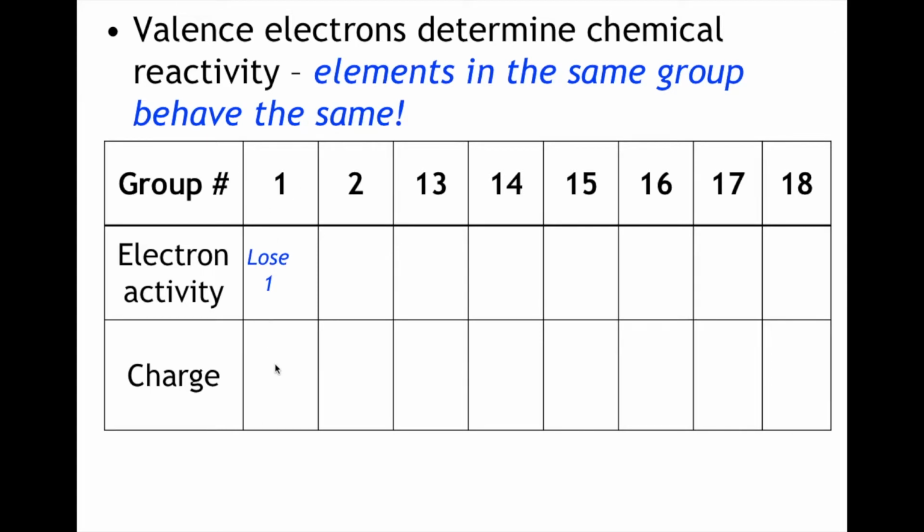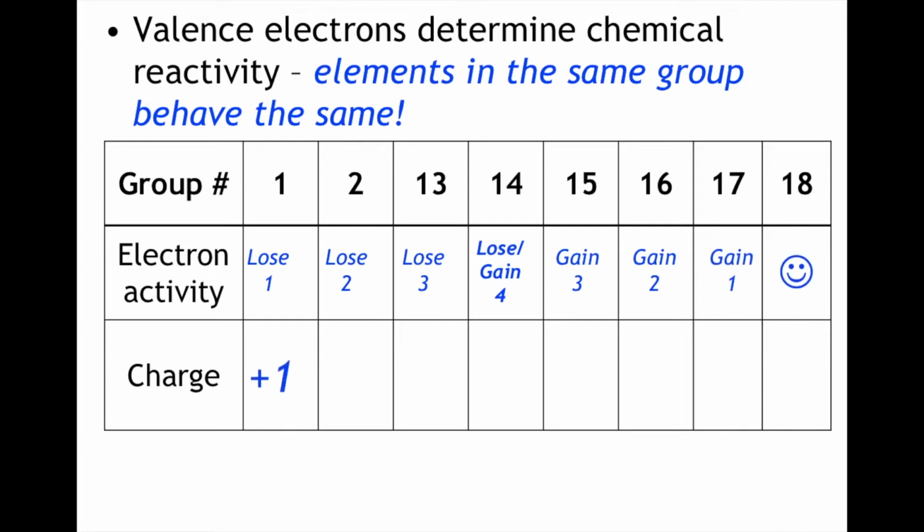They're reacting the same. So all the elements in the first group, like lithium, sodium, potassium, will all act very similar to each other. And same for group 2. They're all going to lose 2 electrons. Group 13 will lose 3. Group 14 will gain or lose 4. Okay, it depends on what they're doing, who they're bonding with. And group 15 will gain 3, group 16 gain 2, group 17 gain 1, and then of course noble gases do nothing because they're already happy.